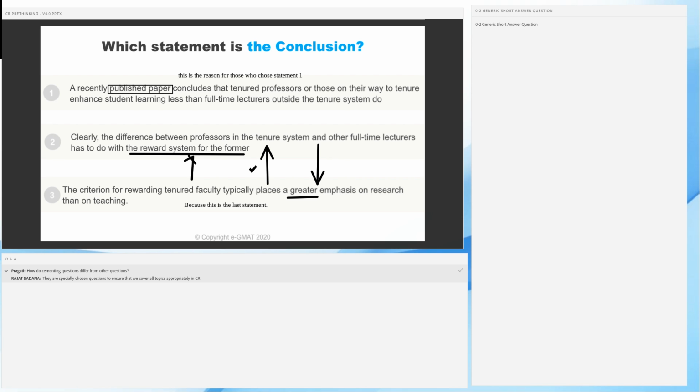Okay. What's the definition of an assumption? Can we recite the definition, the core definition of an assumption?